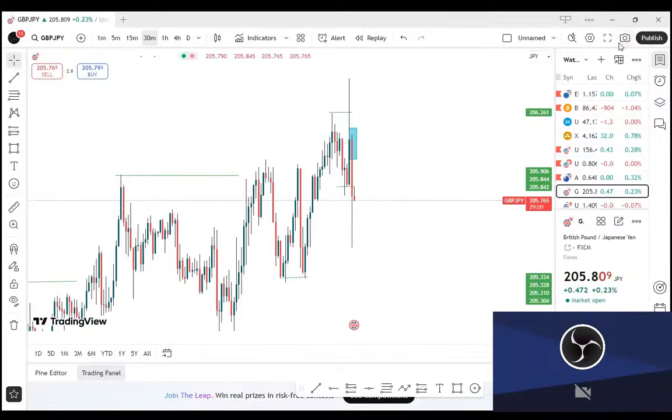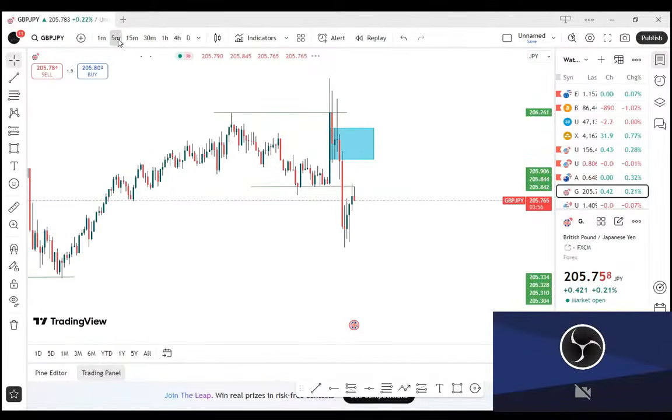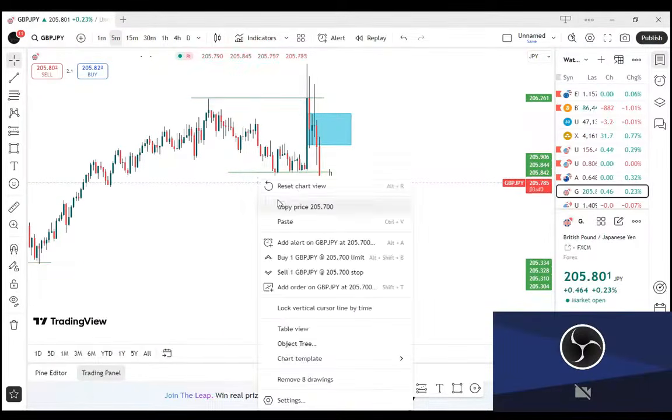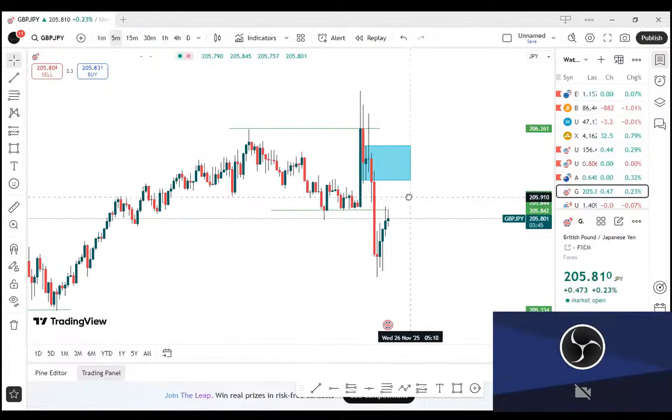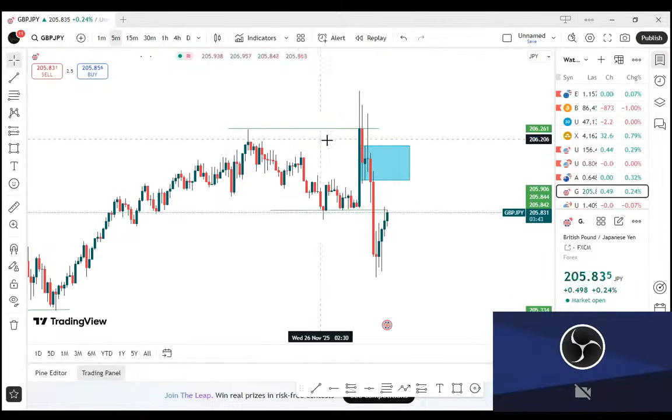And seeing price likely to drop. It's likely to drop at this zone. We look for confirmation here at this zone or at this zone. So look at how the price will react.